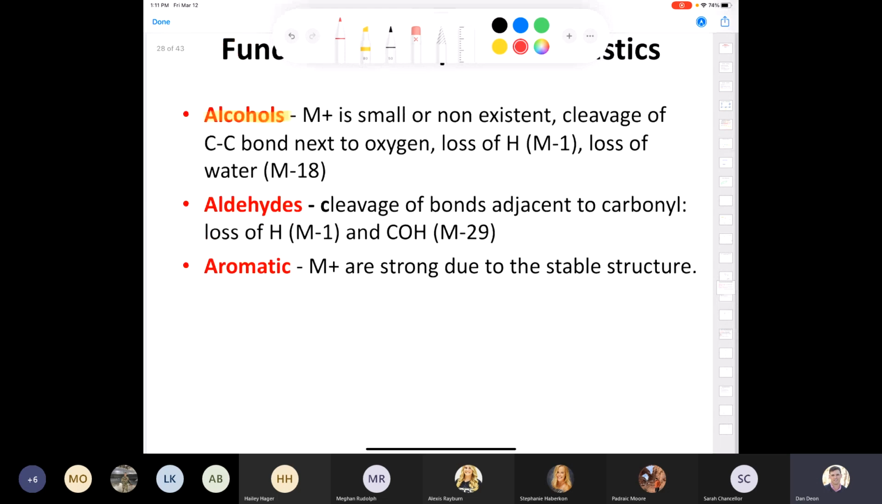Next, we have an aldehyde. Oh boy, an aldehyde, cleavage of the bond next to the carbonyl. We can lose just a single hydrogen on an aldehyde. Oops, sorry, I lost you guys. What else? We can lose the whole carbonyl functionality with the hydrogen attached to it. That's what this is here. It's just the condensed formula there. So that's the molecular ion minus 29.